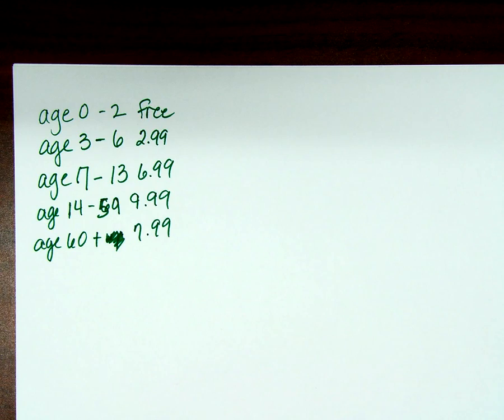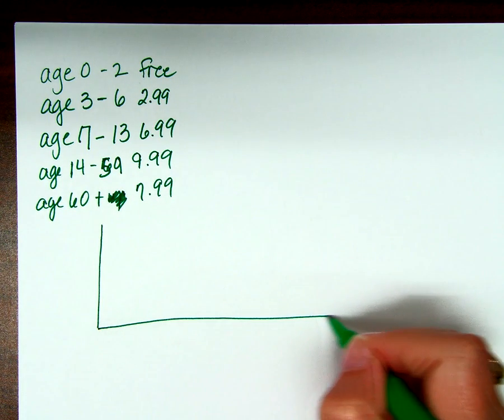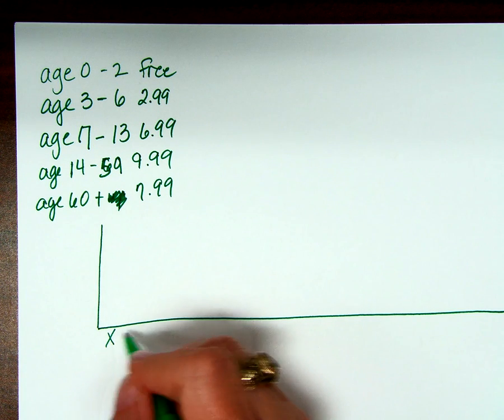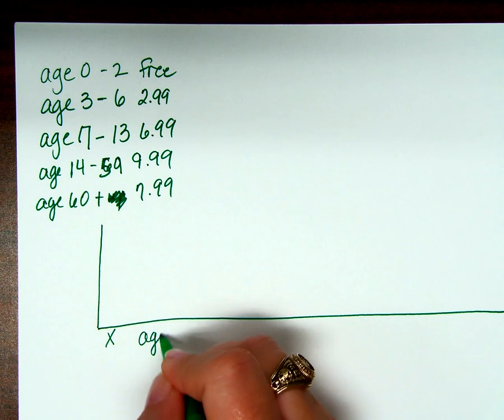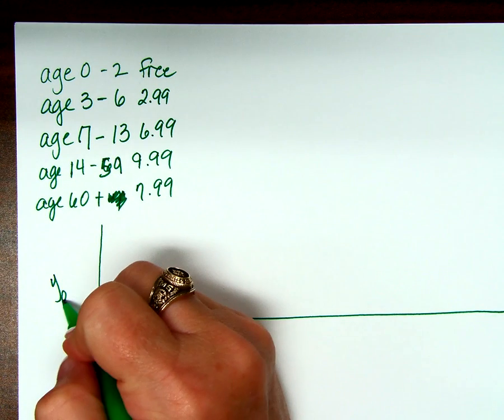We could graph this. Okay. So along the x-axis, we're going to put age. And along the y-axis, we're going to put price, right?